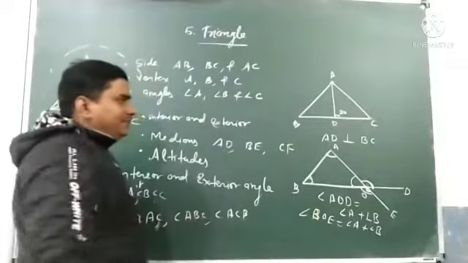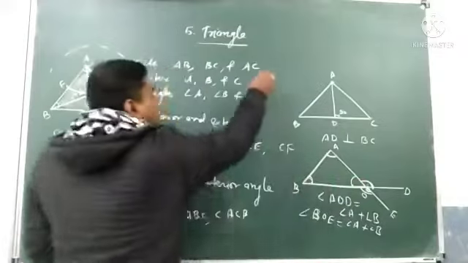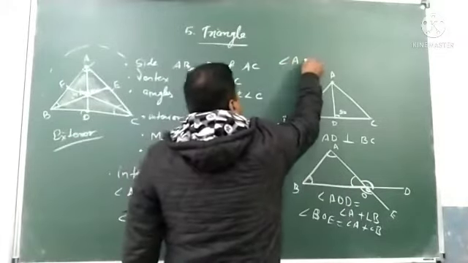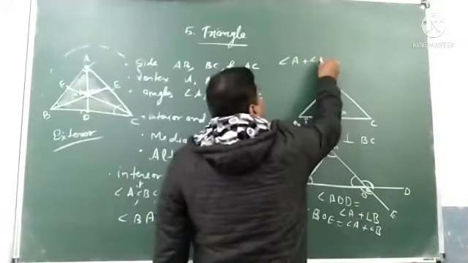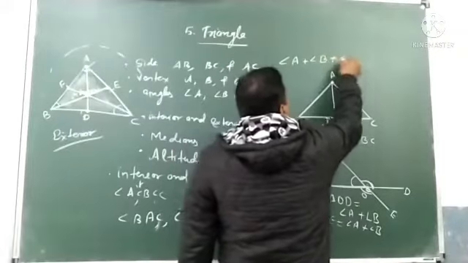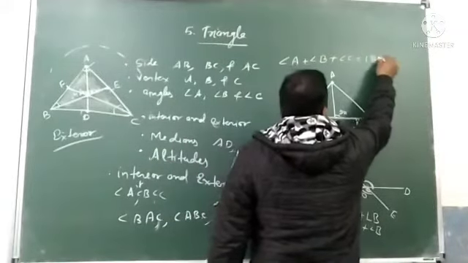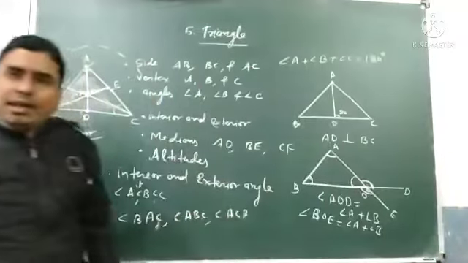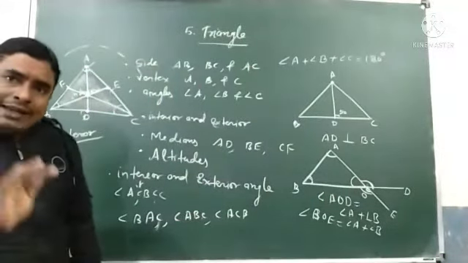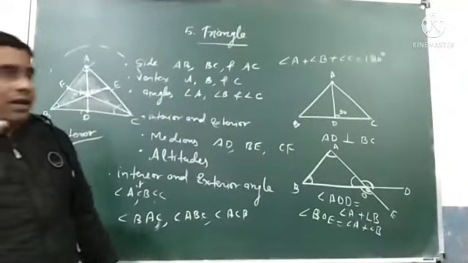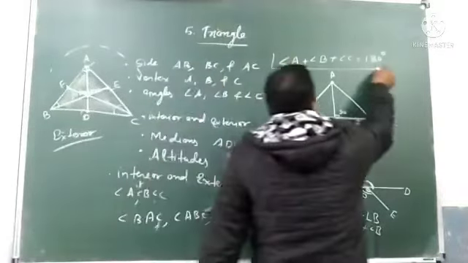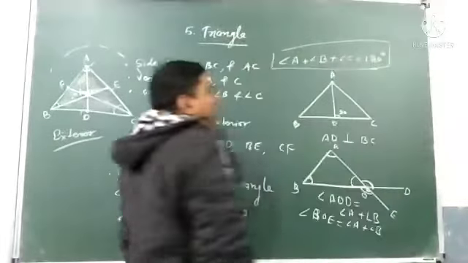One more thing. Sum of all three angles in a triangle. I think we have already discussed this point in the chapter on angles. The sum of all angles in a triangle is always equal to 180 degrees. Is this concept clear? We already discussed it in the chapter on triangles: the sum of all angles in a triangle is 180 degrees.